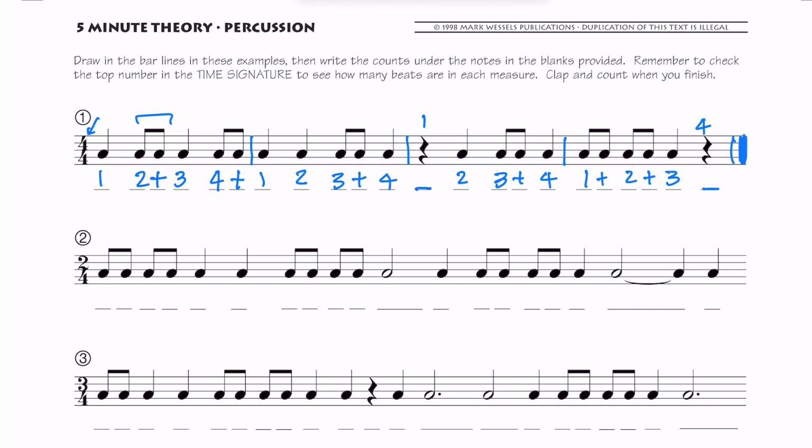Line number 2. Notice I'm in 2/4 time, so I'm only going to have 2 beats per measure. Anytime I have 2 eighth notes, first one is on the downbeat, second one is on the upbeat. I wrote an and. Okay, 1 and 2 and bar line. 1, 2, bar line. 1 and 2 and bar line. Half note is 1, 2.